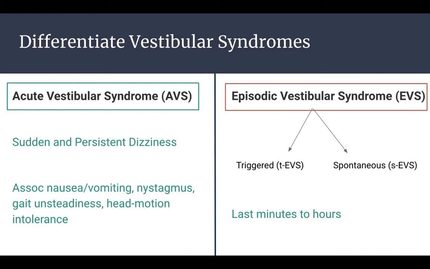And then moving over to the episodic vestibular syndrome, these are patients that have coming and going symptoms. So the question you want to ask is, is it triggered by something specifically, or is it spontaneous? They say, no, I've been sitting here, and while I'm sitting here, it comes, and then it goes away all of a sudden without any sort of a trigger. Usually the episodic vestibular syndrome lasts minutes to hours. It's not persistent for days at a time.